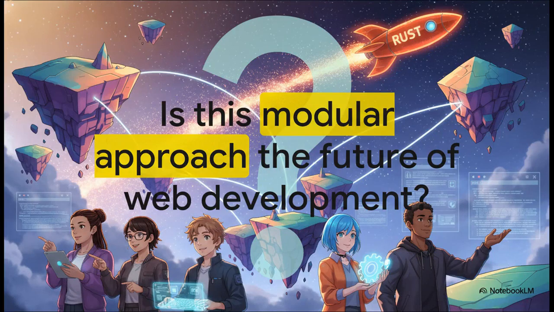So, in the end, it's a trade-off, right? The Rust ecosystem asks you to assemble a few more pieces yourself up front, but in return, it gives you incredible flexibility, raw performance, and long-term reusability. Which, of course, leads to the big question. Is this highly composable, performance-first architecture the future of web development?